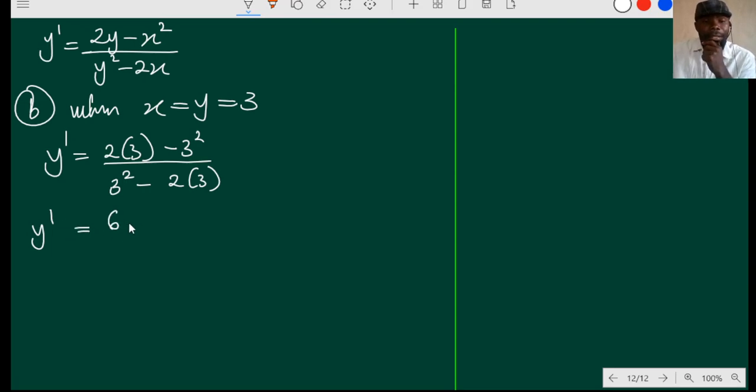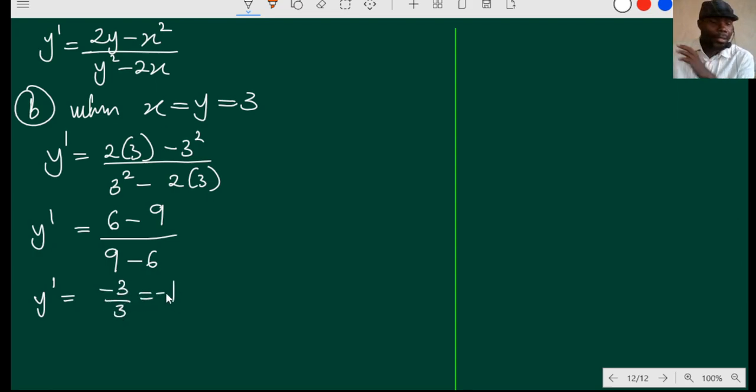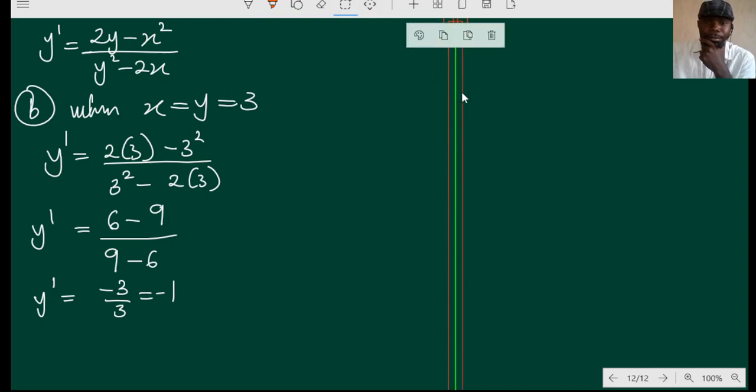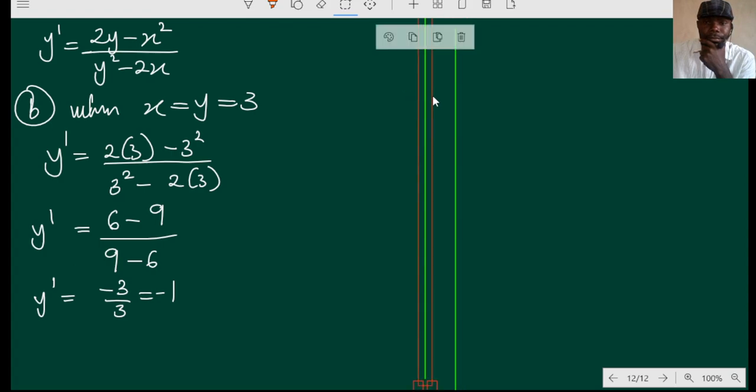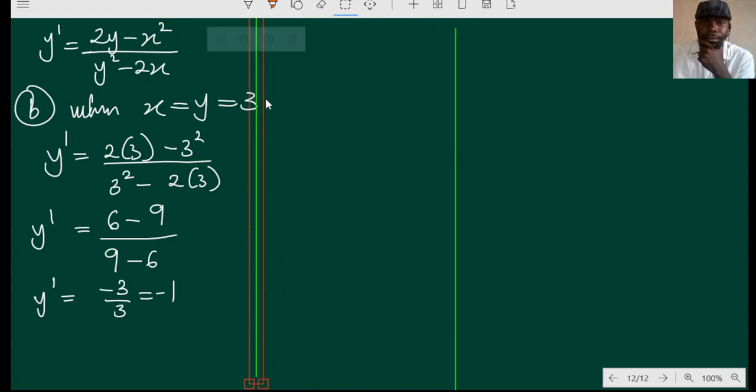You have (6 minus 9) over (9 minus 6). Our y1 will now be minus 3 over 3, which is equal to minus 1. So that's all, the value is just like that. This is just the slope.